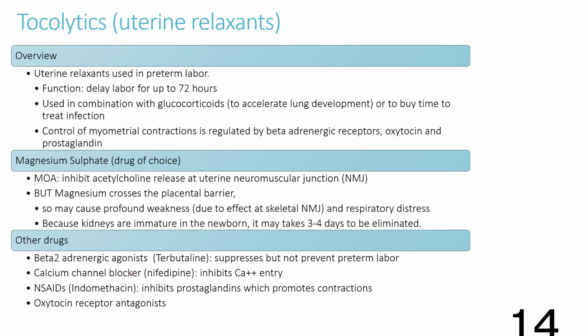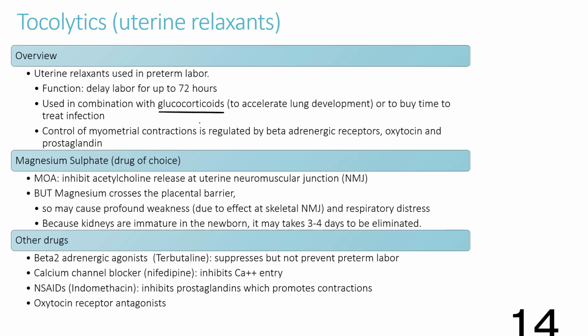So uterine relaxants are also called tocolytics, and tocolytics are given to actually relax the uterine smooth muscle during preterm labor, and its function is to actually delay labor for up to about 72 hours so that the lungs have time to develop. So sometimes it's given in combination with glucocorticoids to accelerate lung development, or if there's an infection that needs to be treated, it actually buys time to treat that infection.